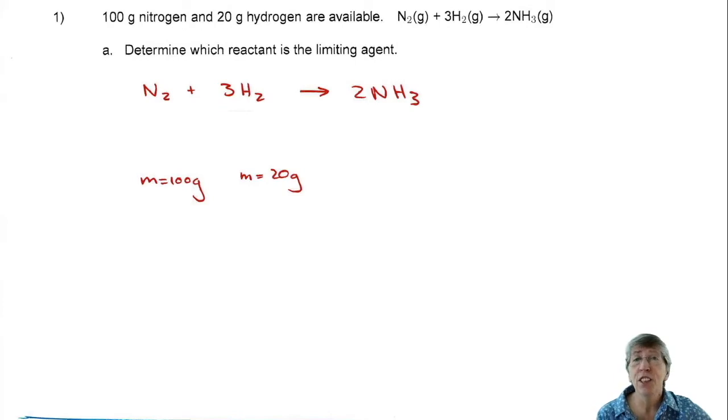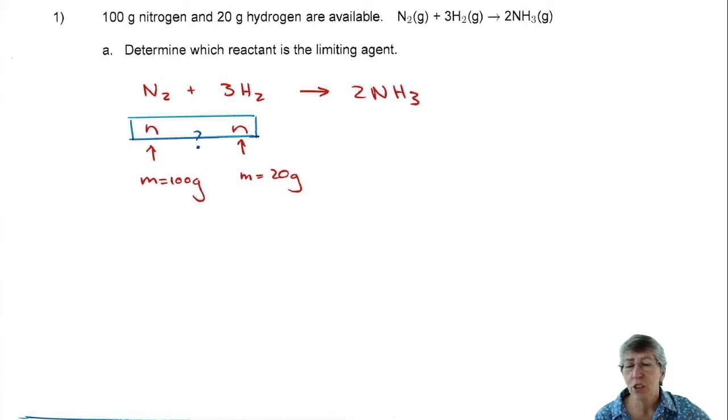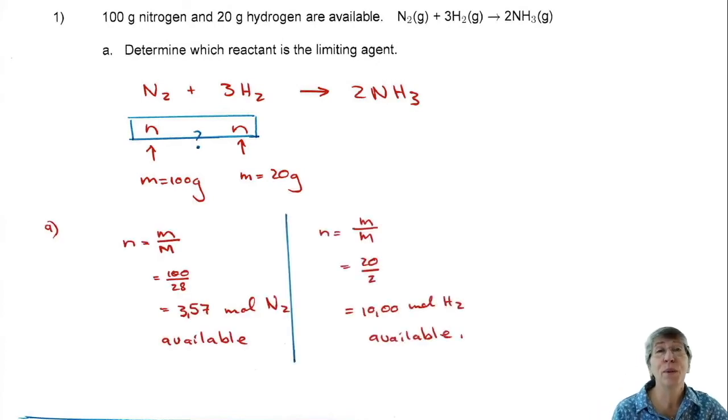Now remember, the first step is always to convert this to moles. So what I need to do is convert this to moles, convert that one to moles, and then make a decision about who's the limiting agent. So first, converting to moles. You convert both the nitrogen and the hydrogen to moles. And now we have to decide which one is the limiting agent.